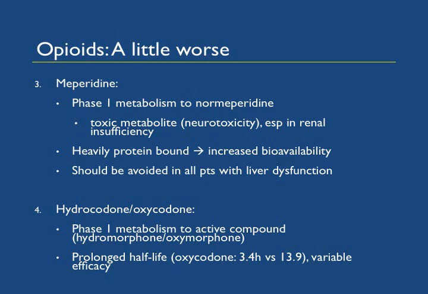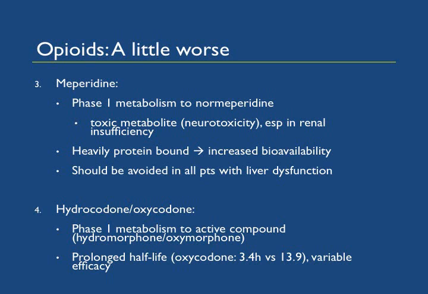Meperidine undergoes phase 1 metabolism to normeperidine, which is a toxic metabolite responsible for neurotoxicity and is especially toxic in patients with renal insufficiency. Meperidine is also heavily protein bound, which increases its bioavailability. Overall, meperidine should be avoided in all patients with liver dysfunction.